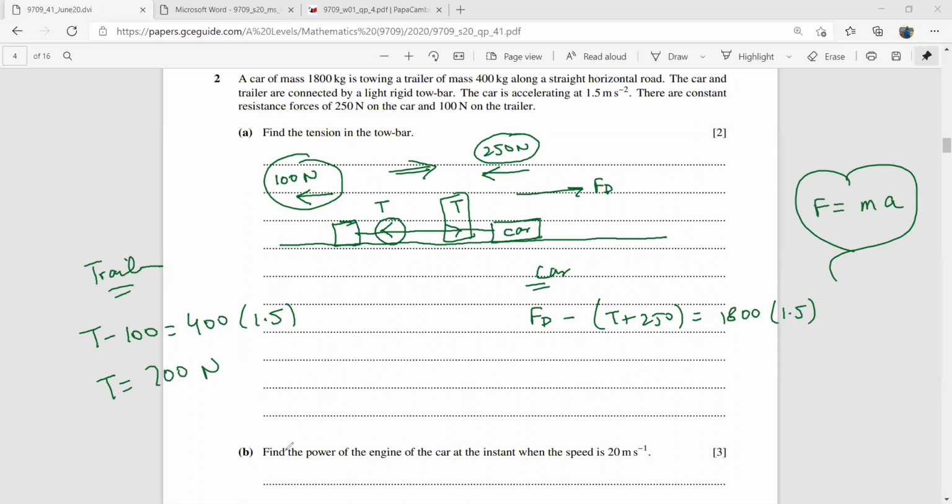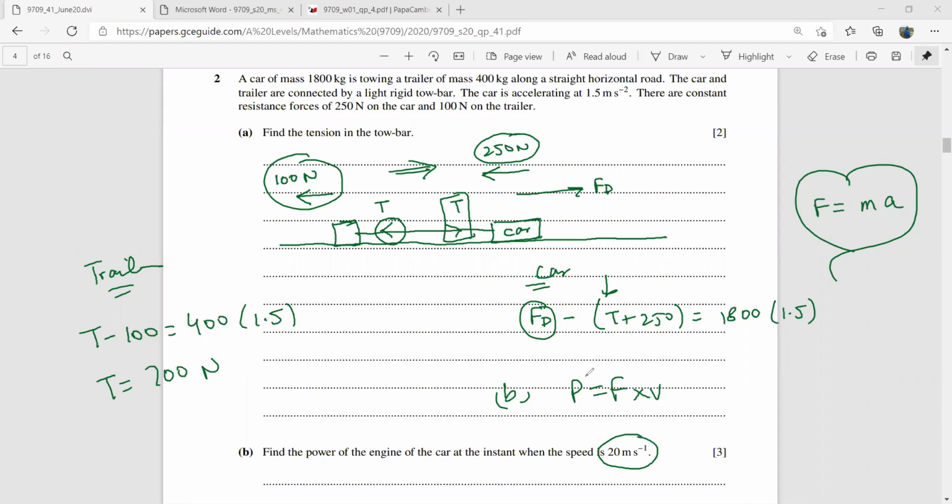And then if you look at part B, it says find the power of the engine. The formula for power is going to be F times V. You will get this F from this equation. Put T as 700, and you are given V, which is 20. So this way you can find the power.